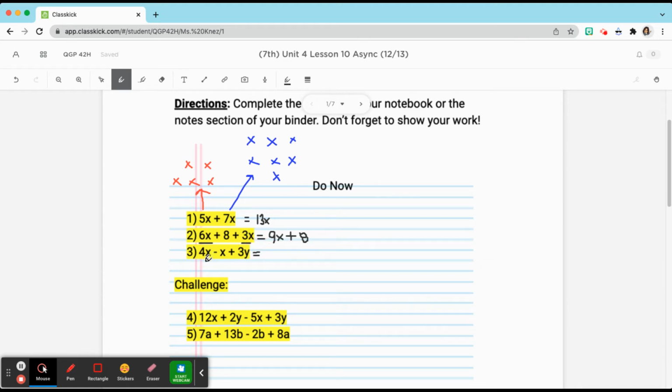Similarly, in question 3, if I take away 1x from 4x, I end up with 3x. But I can't do anything to those 3 y's, because if I have 3 x's and 3 y's, those are 2 separate variables. It's like saying I have 3 apples and 3 oranges. Even though I could say I have 6 pieces of fruit, I would never say that I had 6 apples or 6 oranges, because I have 3 apples and 3 oranges. It's the same with x's and y's.